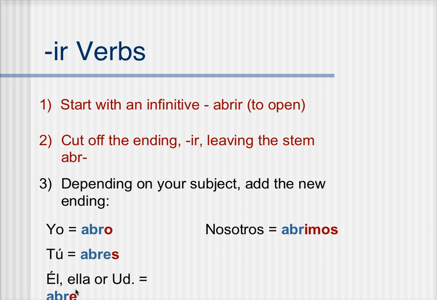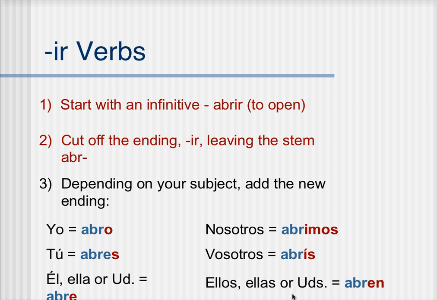Okay, over here it looked like we were still working with an ER verb, but we're actually back with an IR verb, so there's some similarities in the forms. For the vosotros form, abrís, accent on the I, and for ellos, ellas, or ustedes, it looks again like we're using the ER endings, but it's not. This is still an IR ending. Abren, they open.